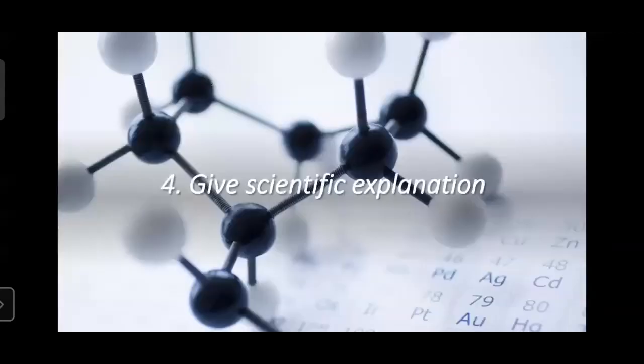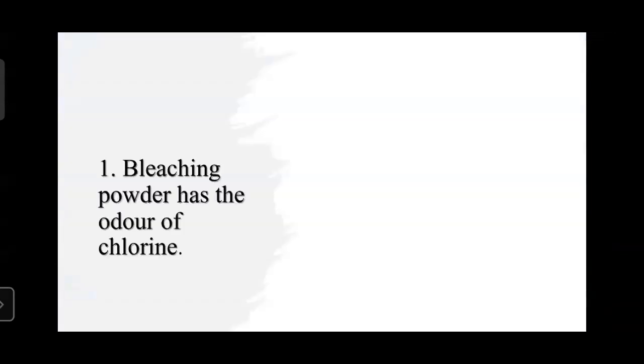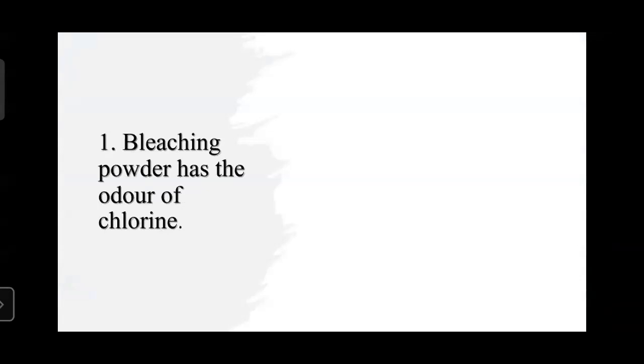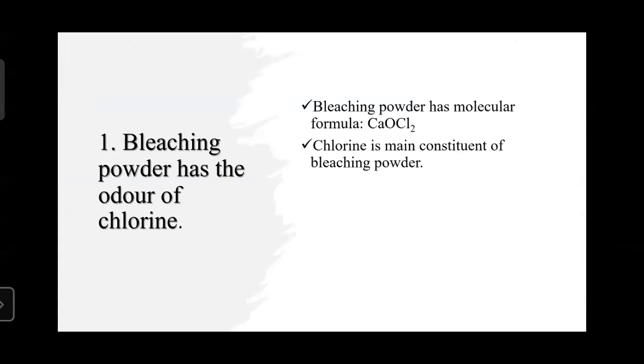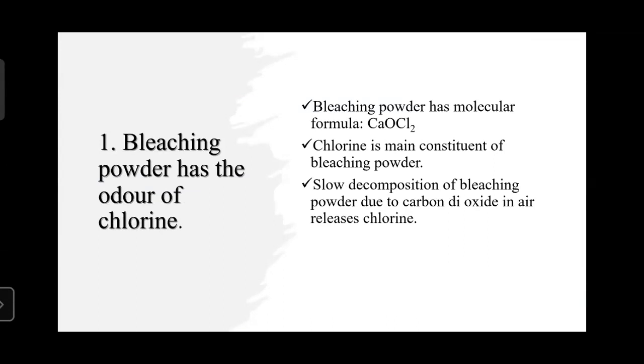Next question. Give scientific explanation. Number one, bleaching powder has the odor of chlorine. Answer. Bleaching powder has a molecular formula CaOCl2. Chlorine is the main constituent of bleaching powder. Slow decomposition of bleaching powder due to carbon dioxide in air releases chlorine. Therefore, the bleaching powder has the odor of chlorine.